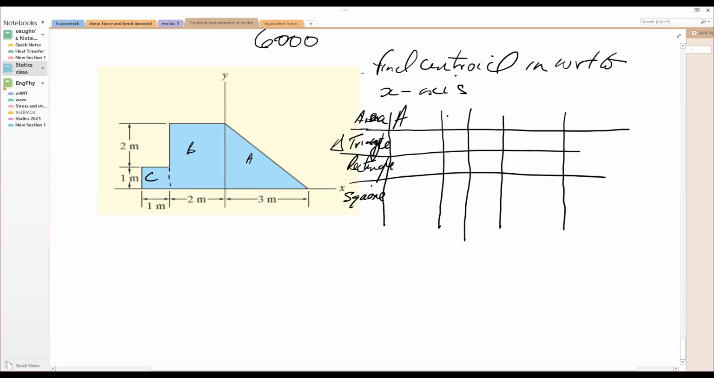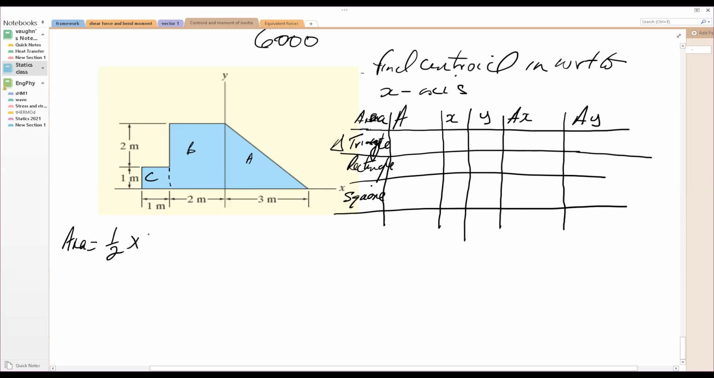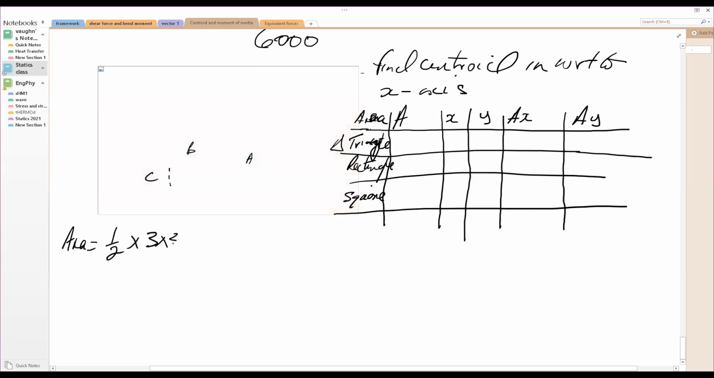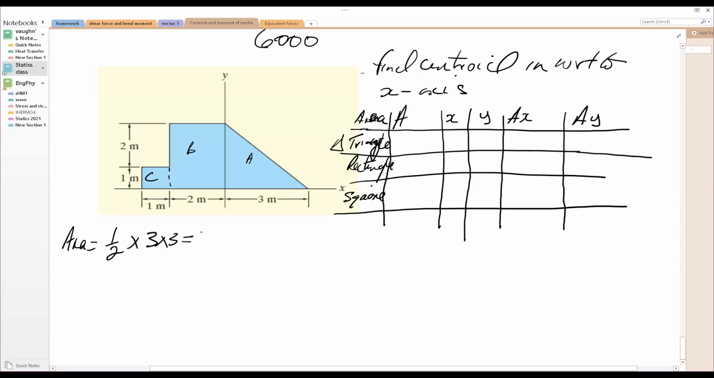So I'm gonna call this X and Y, and then I'm gonna call this AX and call it AY. See if I can save some space. See how that works out. All right. And this is the total line. So the area A, area of triangle, is equal to half base times height. The height is 3, and the base is 3. So that gives me 4.5, right? Correct? That's positive 4.5 for the area.